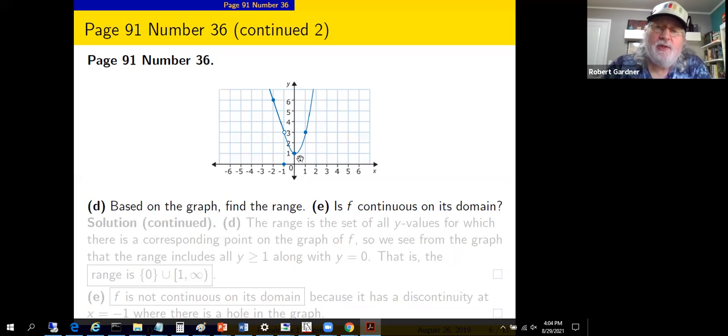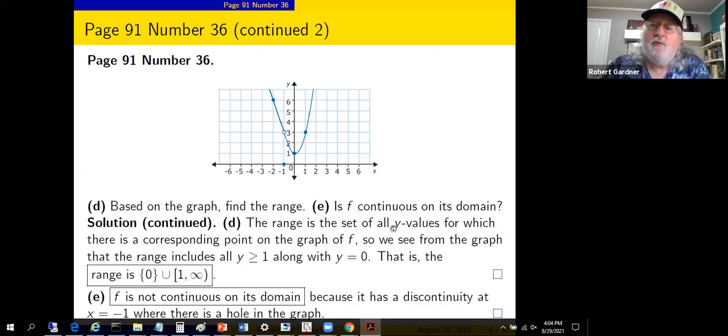So between 0 and 1, there's nothing there. At 0, there's that point. Below 0, there's nothing drawn. So the range includes 0, the y value here. Then there's a little gap, and it picks up at 1. Includes 1 and everything greater than 1.